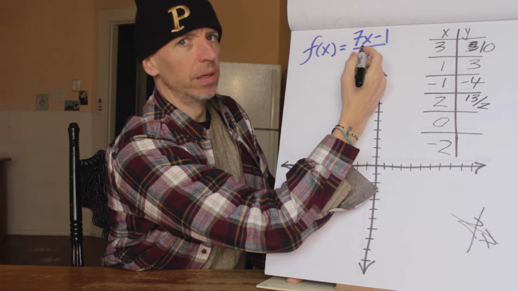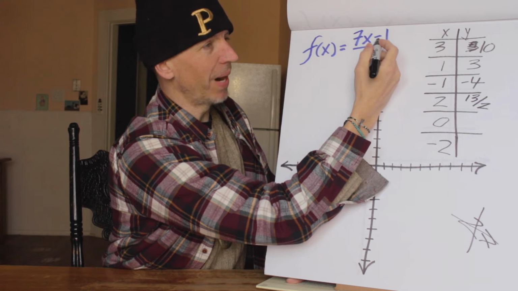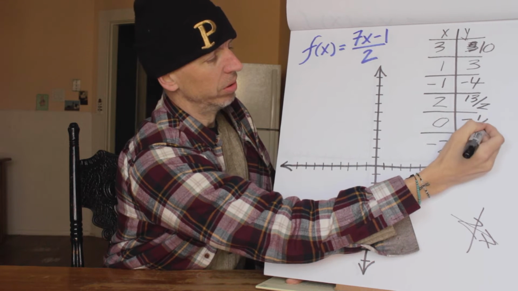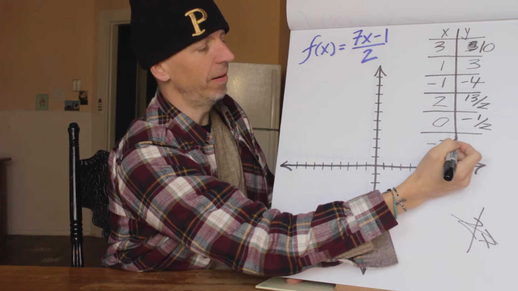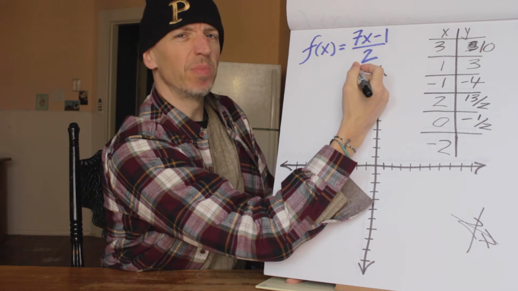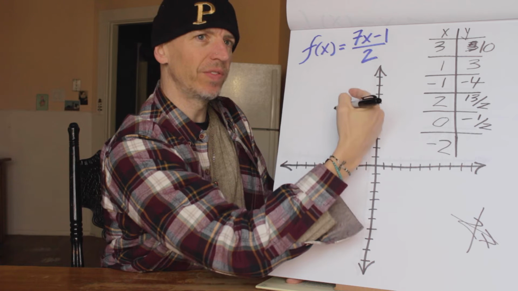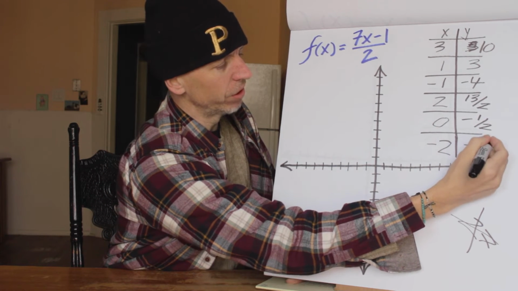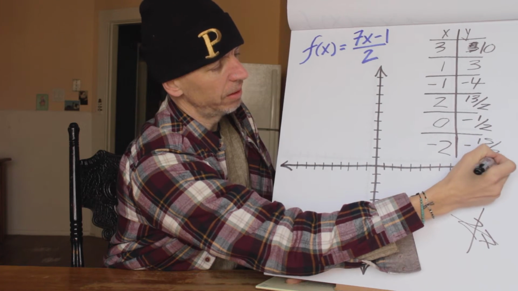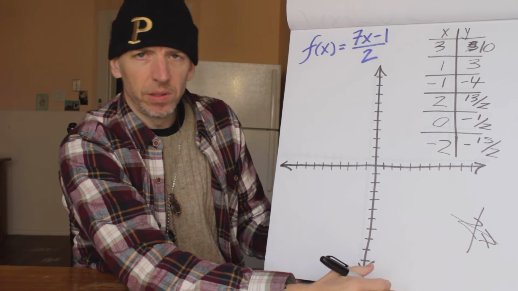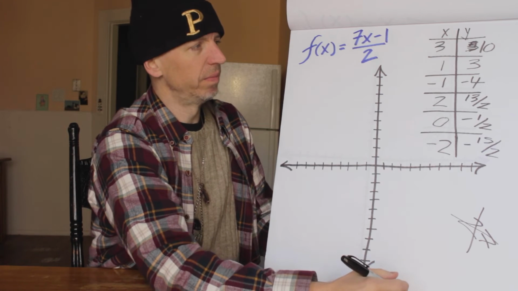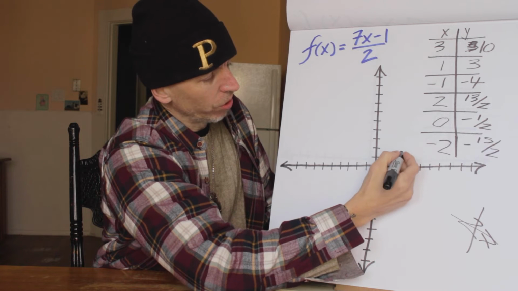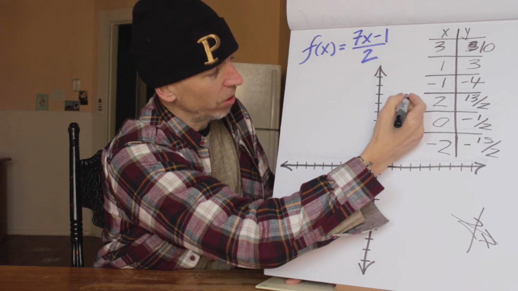0 times 7 is 0. Minus 1 is minus 1. Divided by 2 is minus 1 over 2. Oh yeah, that's minus 1/2. Minus 2 times 7, that's minus 14. Minus 1 is minus 15. Divided by 2 is negative 15 over 2. And then we graph, because these are all coordinate pairs. All right, 3, 1, 2, 3, 1, 2, 3, 4, 5, 6, 7, 8, 9, 10.